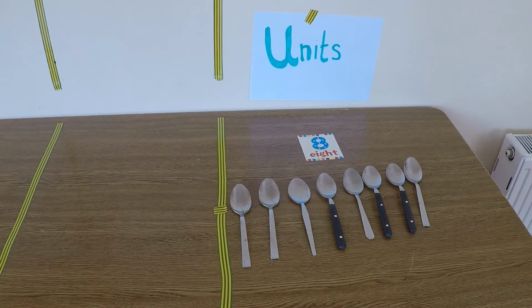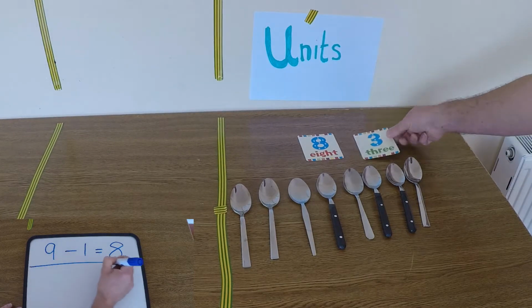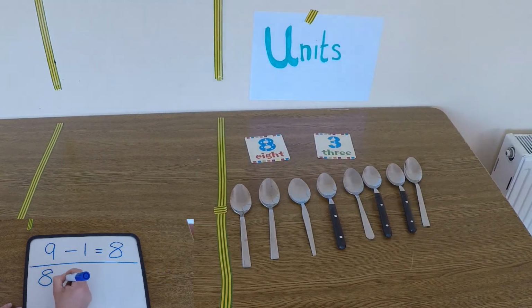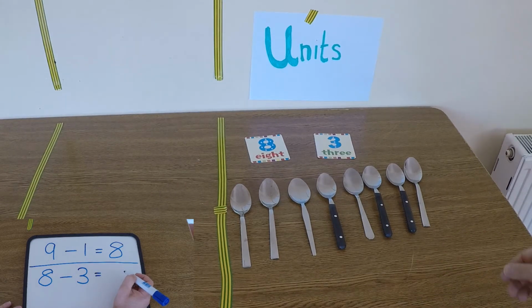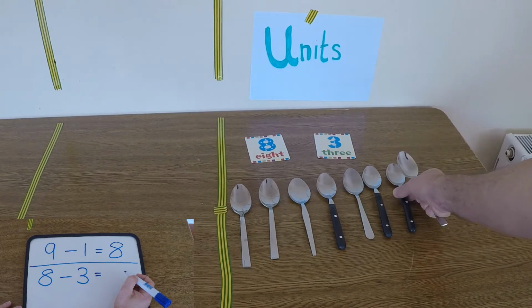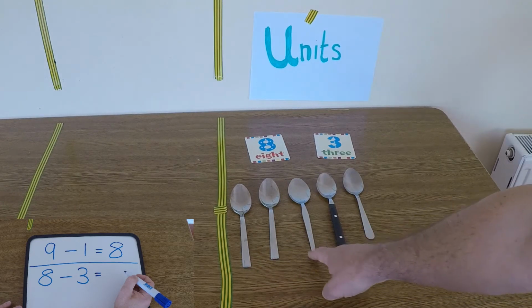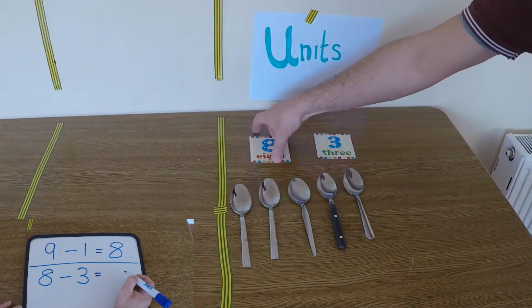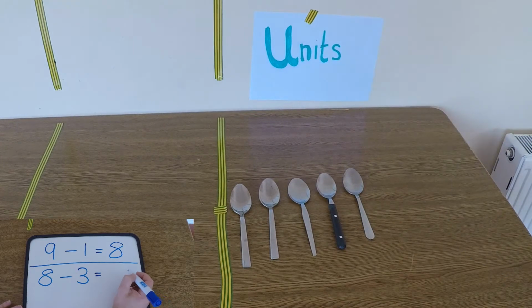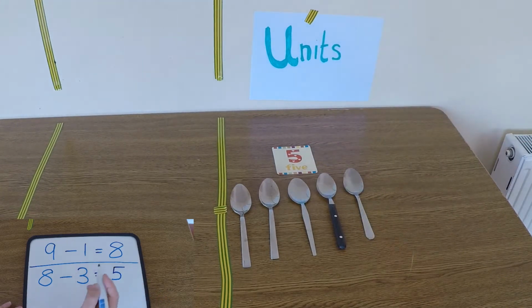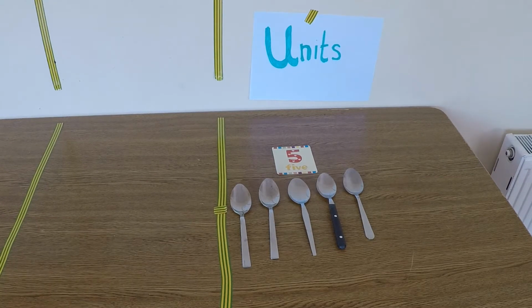Let's try it again. 8 units take away 3 units. In this case the units are spoons, so 8 spoons take away 3 spoons. 1, 2, 3. How many spoons have we got left? 1, 2, 3, 4, 5. So we can take away the 8 and the 3 because the natural number 5 is now telling us that there are 5 spoons left, 5 units that we are counting. This could work just as well for the Nerf bullets or the toy cars or anything that you are counting.